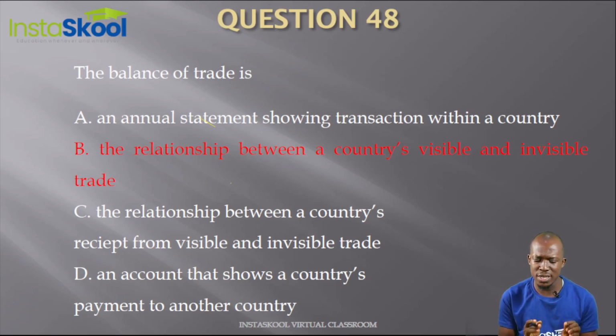Now, option C and option D are taking only one part of our balance of trade. Our balance of trade actually takes into consideration the relationship between the receipts and the payment of visible and invisible trade. And that is why option B is the correct answer. It is the relationship between a country's visible and invisible trade. You know, trade covers both buying and selling. So our correct answer is option B.